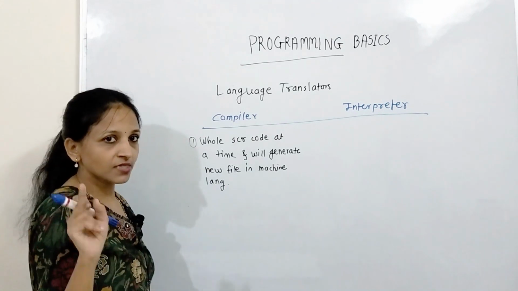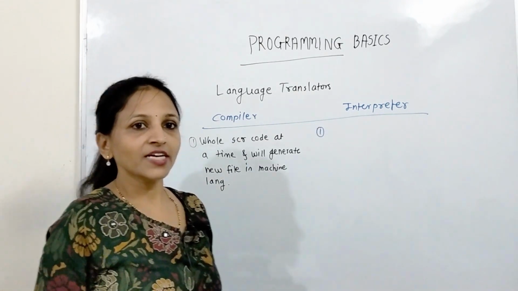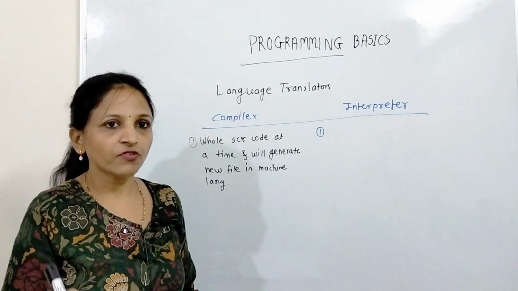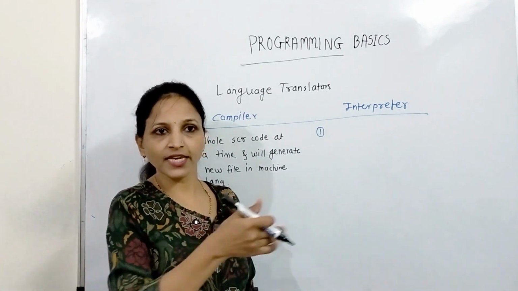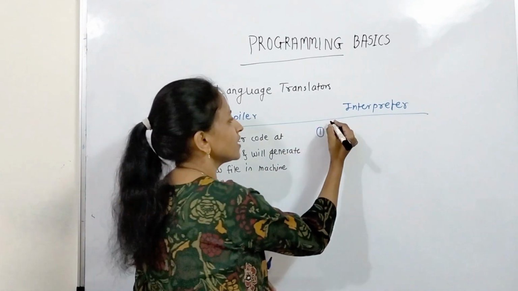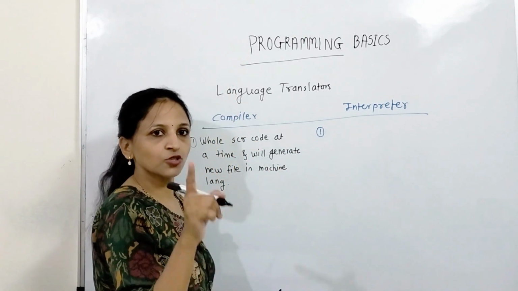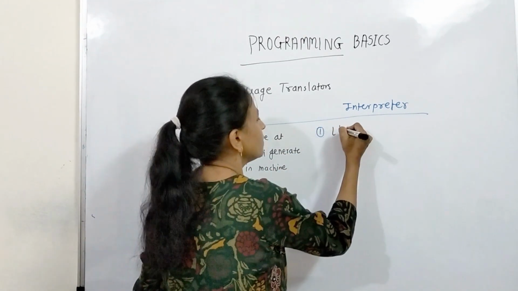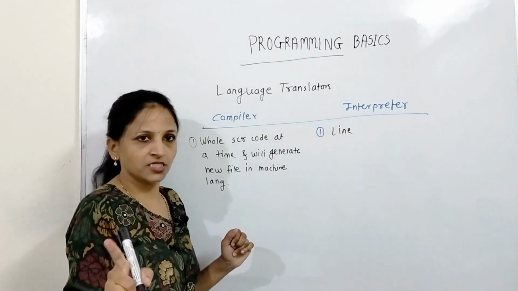C language uses a compiler. An interpreter will take one line from the source code, convert it and execute it. Again the second line, convert it, execute. Means here line by line conversion and execution will be done in case of an interpreter.